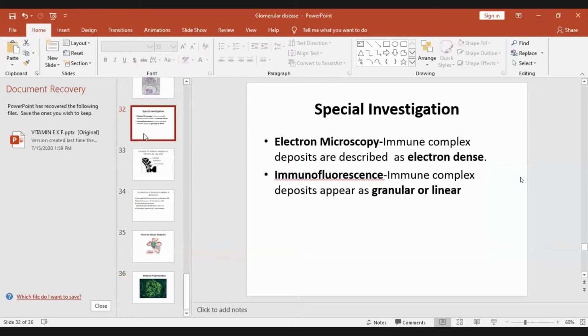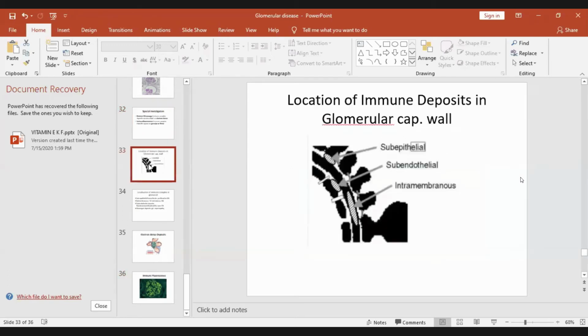So we'll be showing that. Now the term used is localization of immune complex in the glomerular capillary wall. So this is the epithelium, that is a part of Bowman capsule. This is subepithelium, which is below the epithelium, that is in the podocytes, below the epithelial cell.